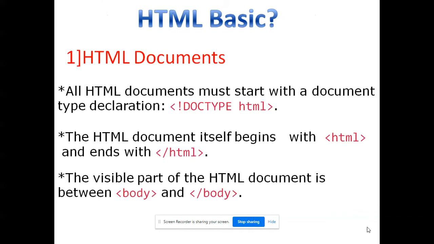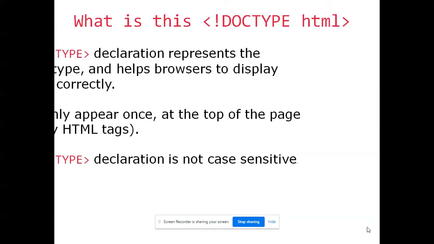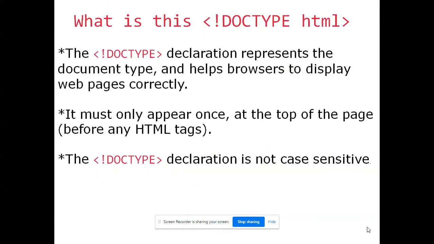And normally the question arises, what is this doctype HTML? The answer is that the doctype declaration represents the document type and helps the browser to display the web page correctly. That is, this doctype declaration shows that your page is an HTML page, and it helps the browser to process it easily as a web page. And this doctype declaration is not case sensitive. That is, you can write it either in capital letters or in small letters. I'll also show you an example for this.